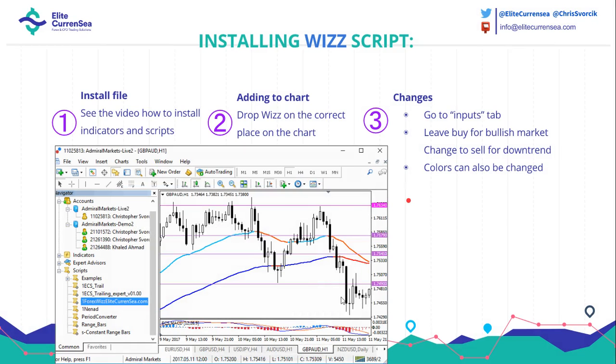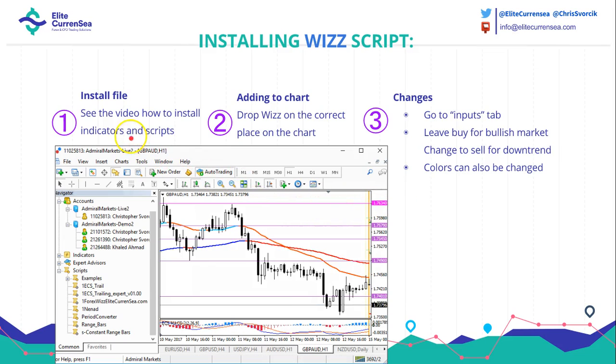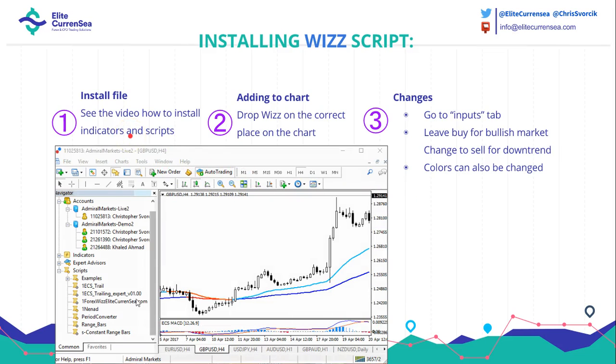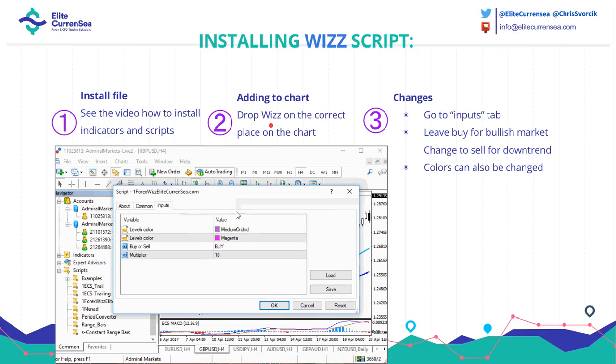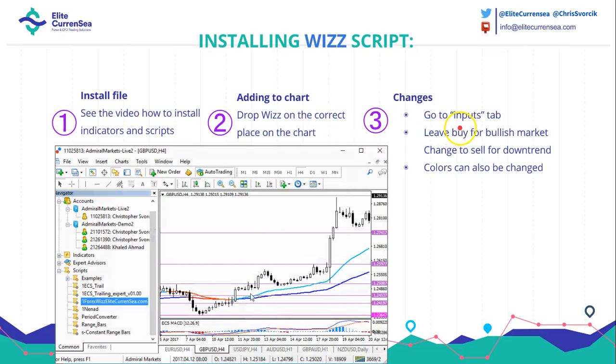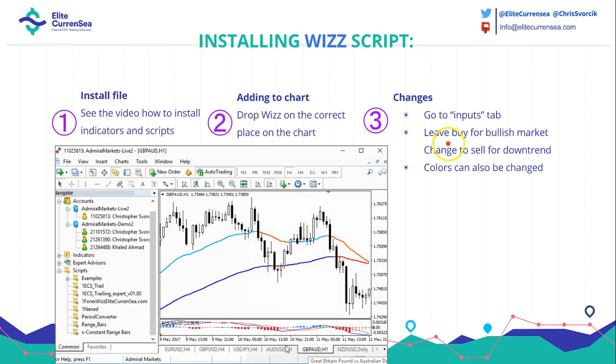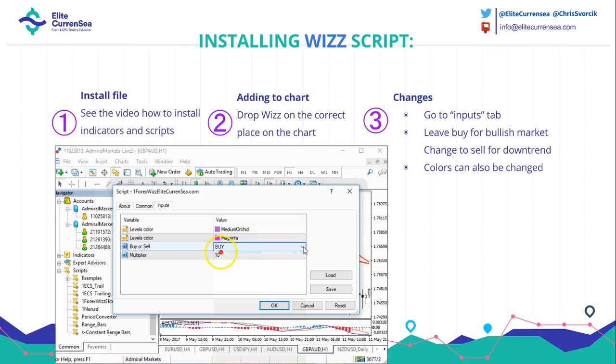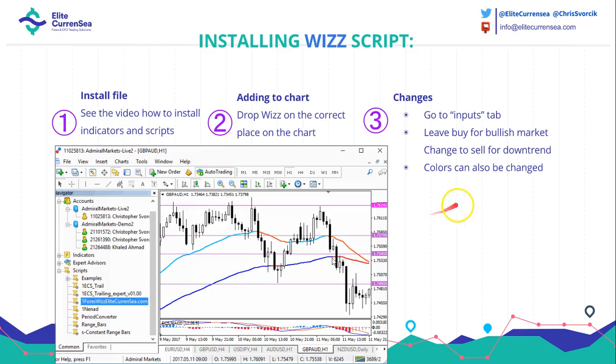Installing the Wizz script, well, basically, you want to check out the video on how to install indicators and scripts first of all. Then you want to add it to your chart. You want to drop Wizz on the correct place on the chart, as discussed earlier in this video. And then you want to go to the Inputs tab. If you're looking for an upside market, you can just leave it. If you're looking for downside targets, then you want to change buy to sell for a downtrend. That's the only thing you need to do, click on buy and then change to sell, as this video is showing.